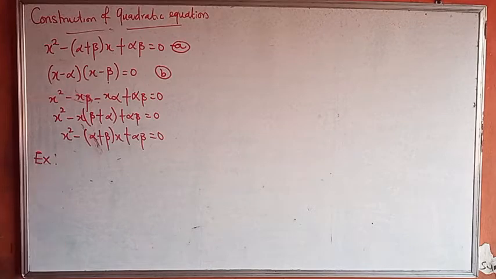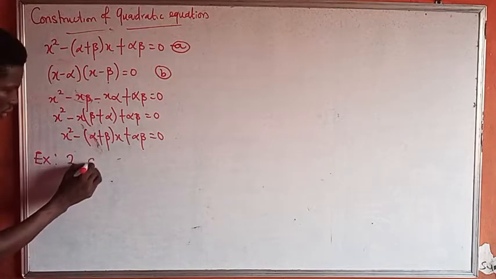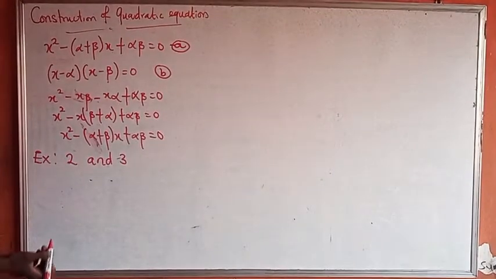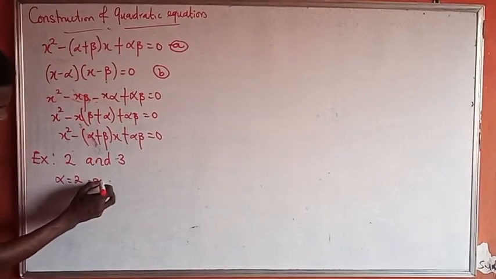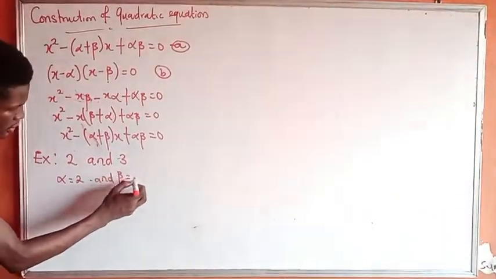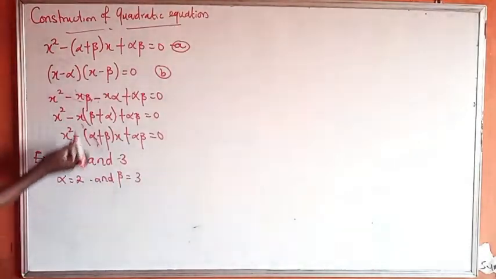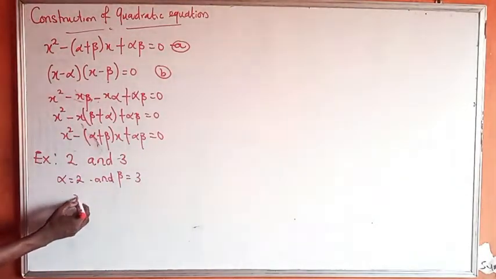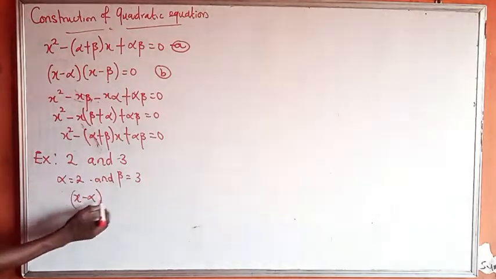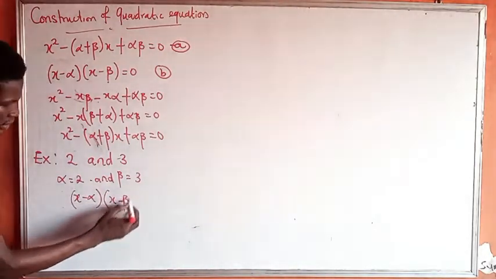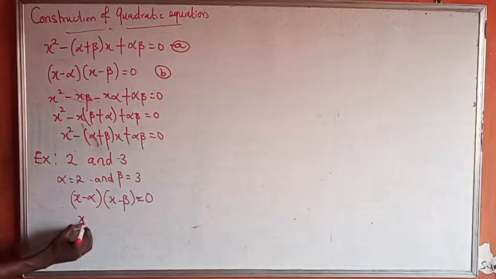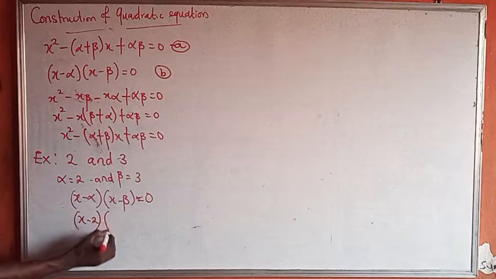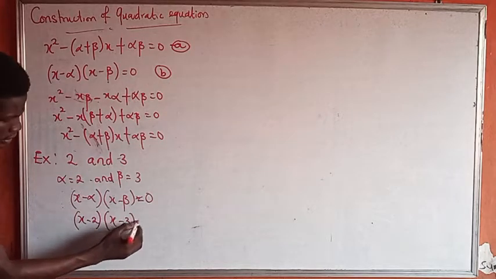I want to construct a quadratic equation with 2 and 3 as my roots. How will I do that? Very simple. My alpha here is 2 and my beta is 3. Let me use the B formula, which is x minus alpha, x minus beta equals 0. So that will be x minus 2, x minus 3 equals 0.